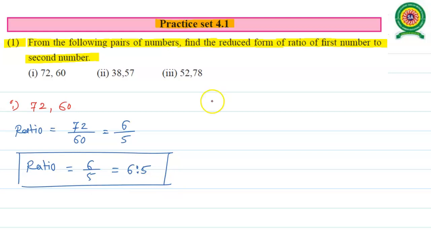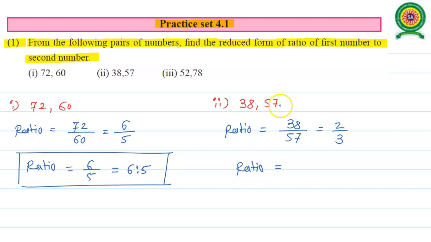Now look at the second sub question. We have it in the form 38, 57. So the ratio of first number to that of second number, we have 38 divided by 57. Now we know 19 twos are 38 and 19 threes are 57. So the ratio of first number to that of second number, we have 2 divided by 3, or we may write it in the form 2:3.